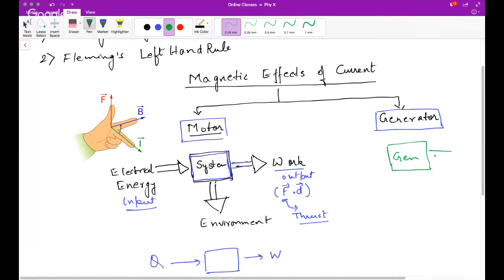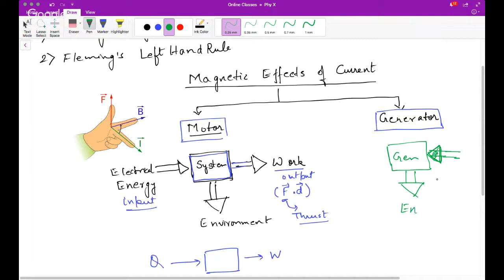So here, what you're doing is you're supplying work now. So you are doing work on the system. For example, you're rotating a turbine. You're rotating a windmill. Whether it's a steam turbine or water turbine, some turbine you're rotating, and then what happens is some amount of energy is again getting lost to the environment.